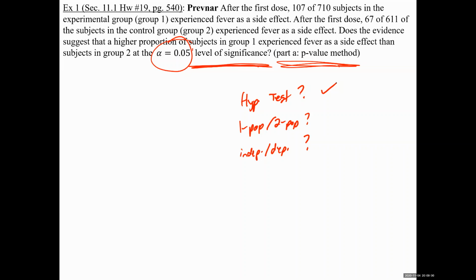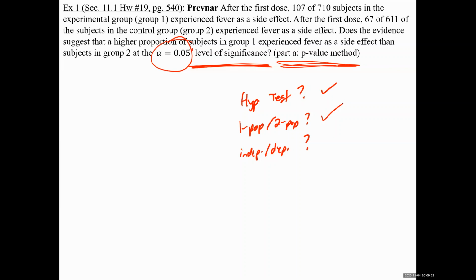Then is it a 1 population problem or a 2 population problem? This problem is about 2 groups. They're talking about who the groups are. I'll be more clear in a second, but for right now, one group took Prevnar, one group didn't take Prevnar. They took a placebo. So there's definitely 2 groups, so it's a 2 population problem.